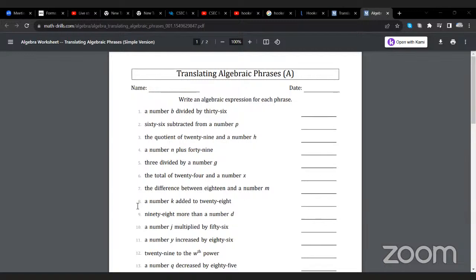Yes, you could write that, but there's another way you could write it without using the multiplication sign. 56J. That's correct. You heard that, Brianna? Good. So you could write 56J. It means the same thing. All right.